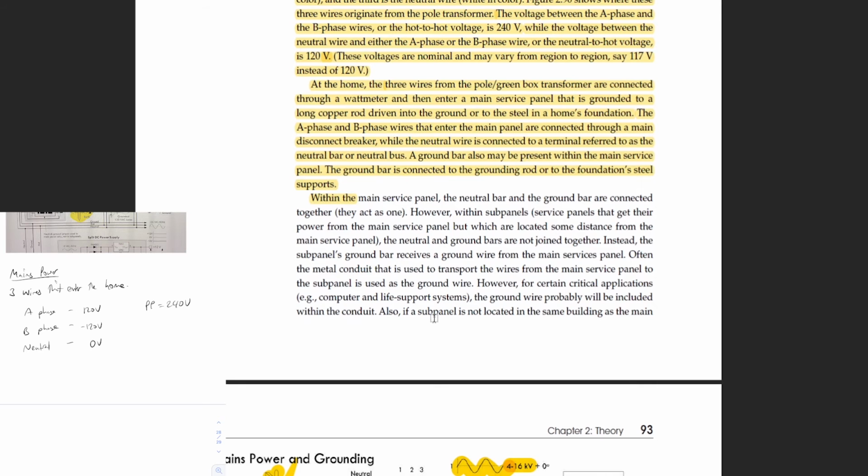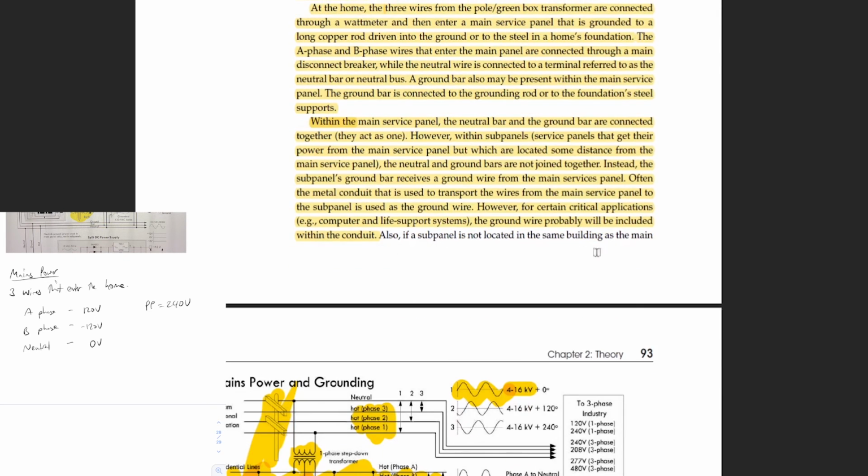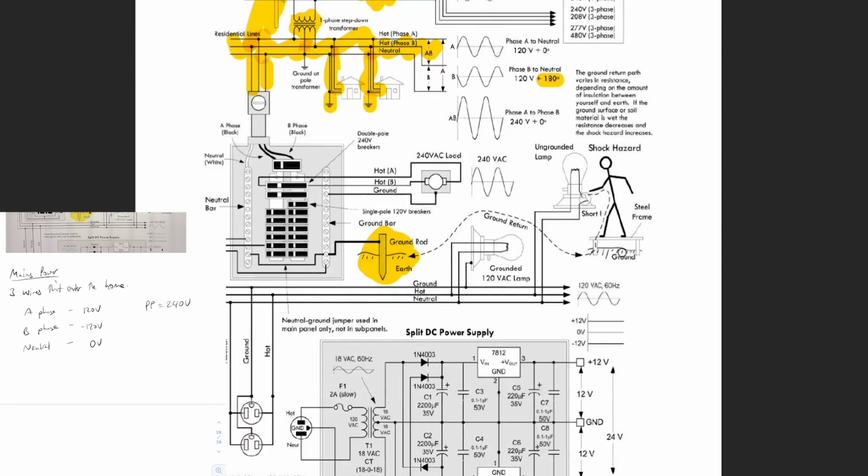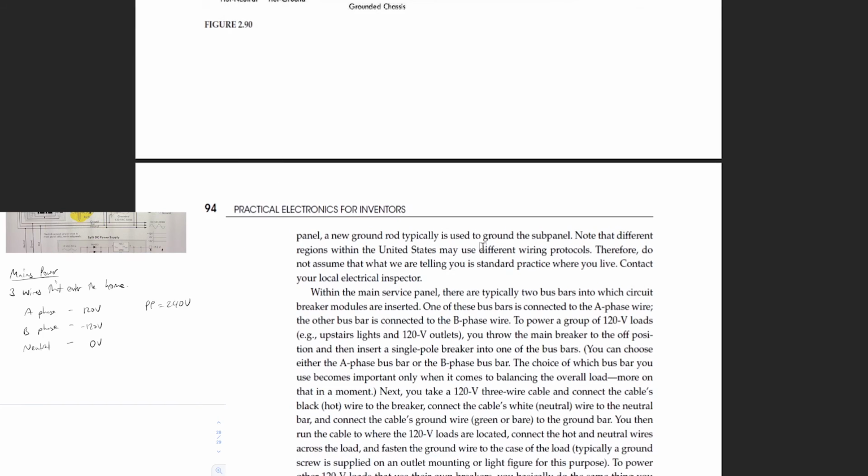Also, if a sub panel, this is to stop it malfunctioning, right? Also, if a sub panel is not located in the same building as the main panel, a new ground rod typically is used to ground the sub panel. Note that different regions within the United States may use different wiring protocols. Therefore, do not assume, man.